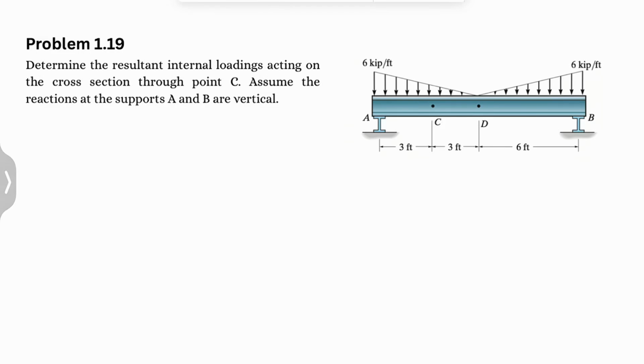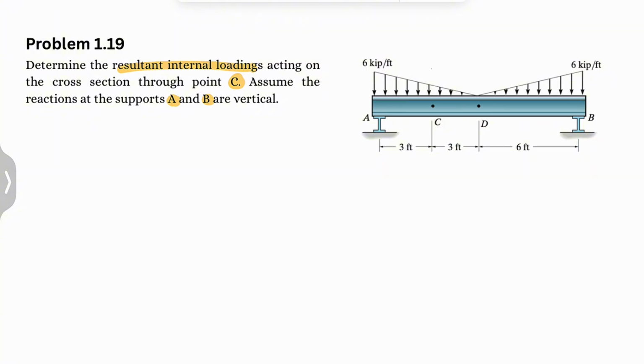Alright guys, welcome back. We have another question from the first chapter of Mechanics of Materials by Hibbeler. We have question 19. We need to determine the resultant internal loadings acting on the cross-section through point C. We can assume that the reactions at the supports A and B are vertical.